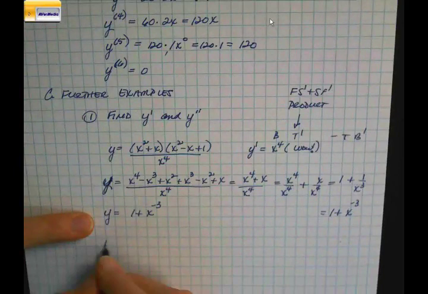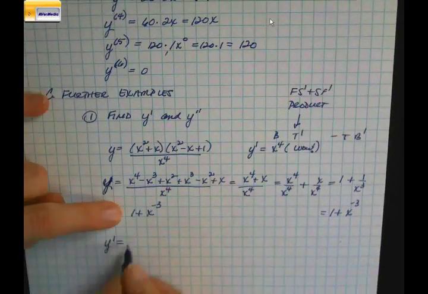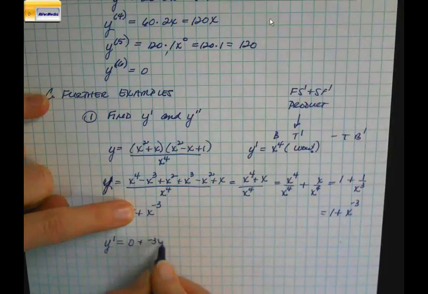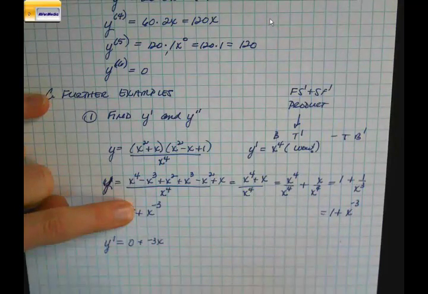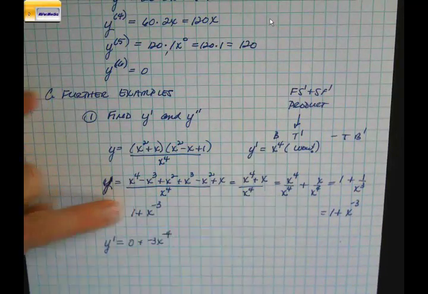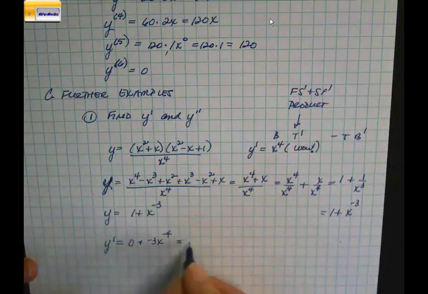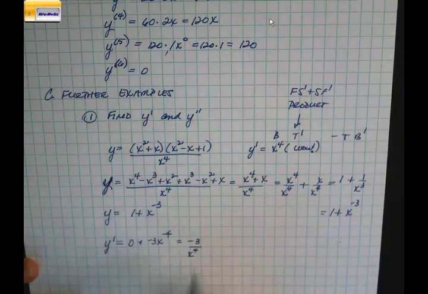So now let's play with the derivative. The first derivative: the derivative of 1 is 0, and the derivative of x to the negative 3 is negative 3x to the, hold on, negative 4. Negative 4, minus 1, right? So this becomes just negative 3 over x to the fourth.